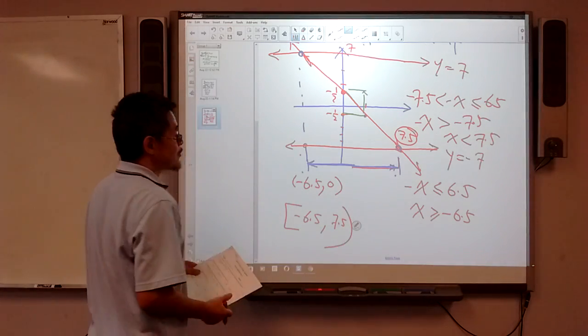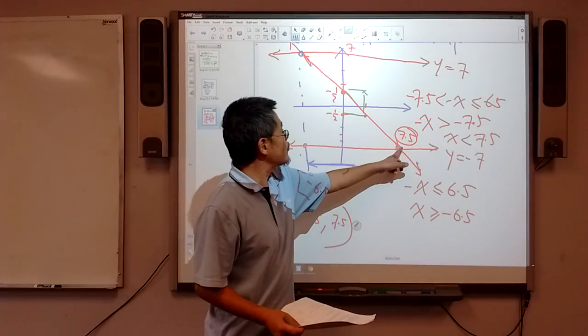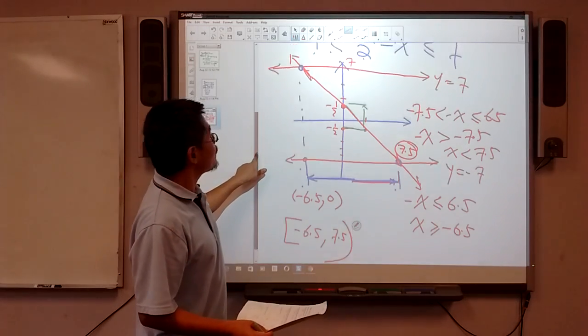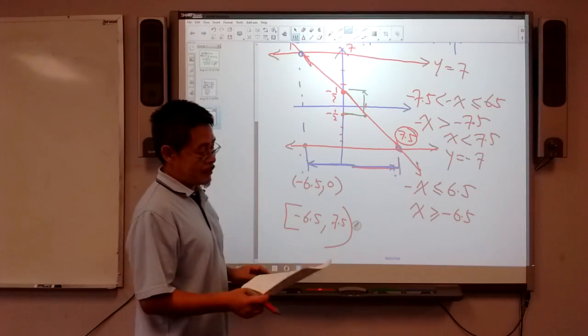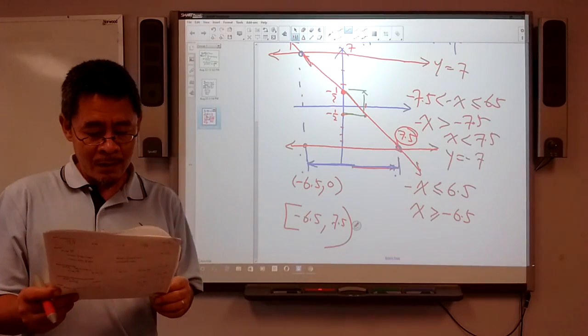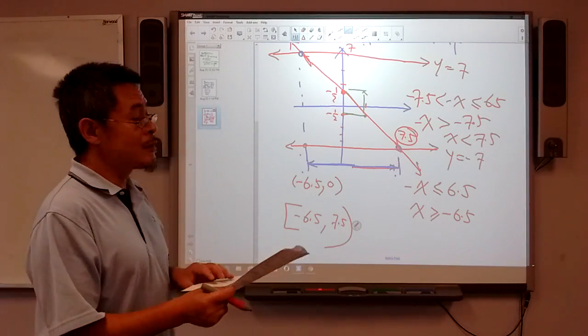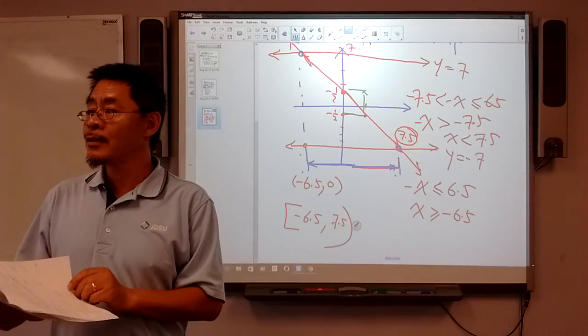7.5 has to be this, right? We know we just cannot include that because this comes from here. That's an inequality. Okay. We good on this one?